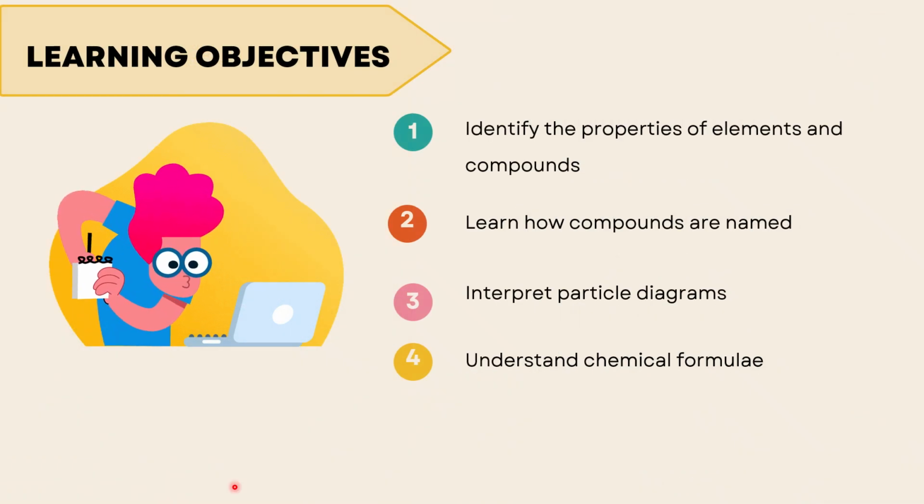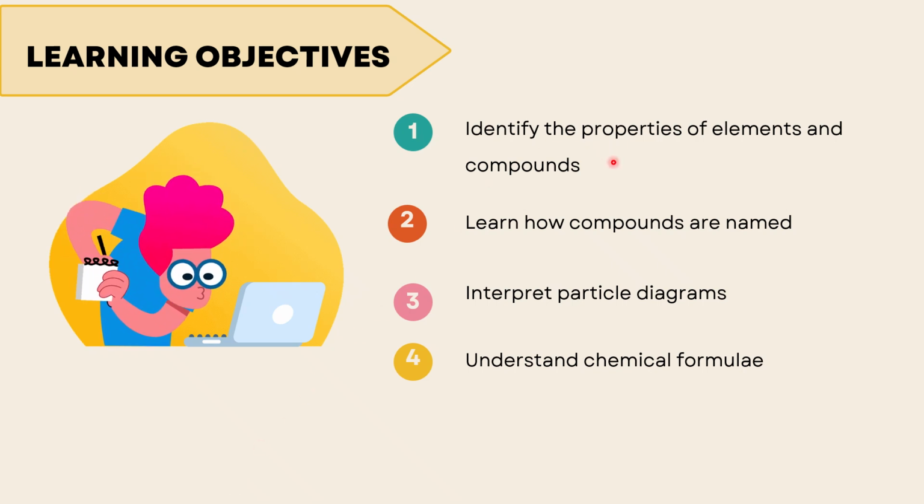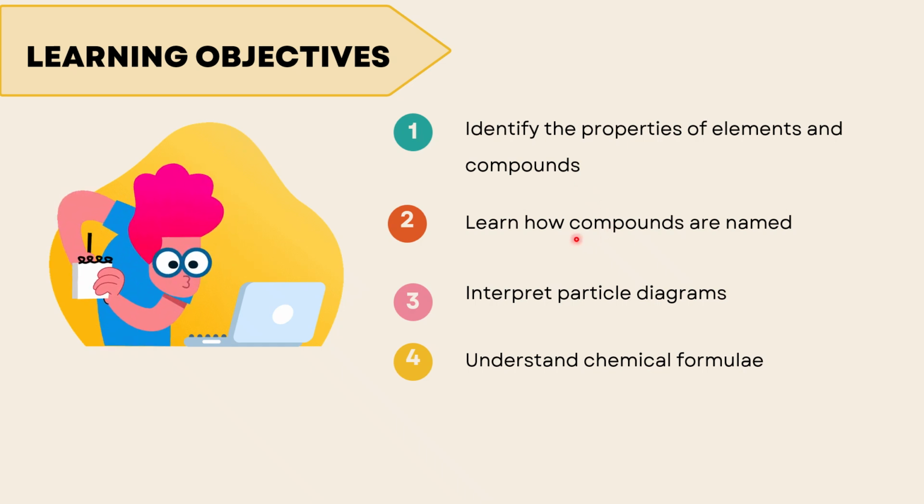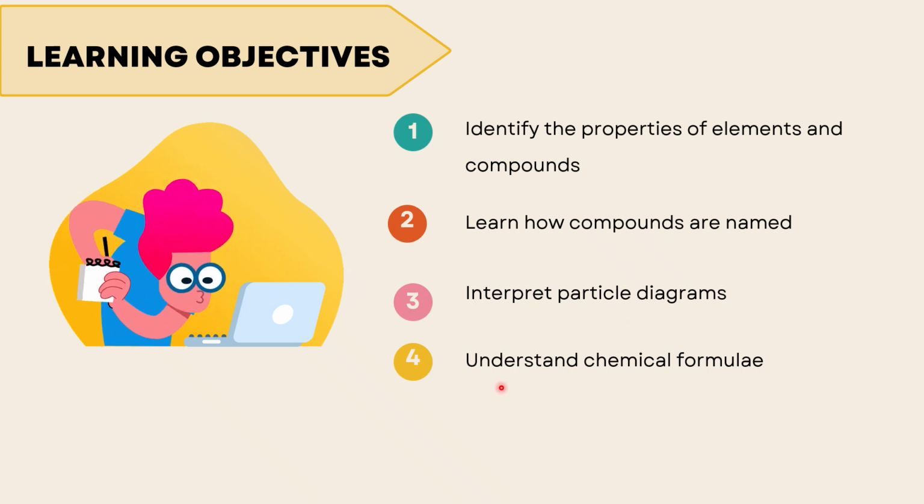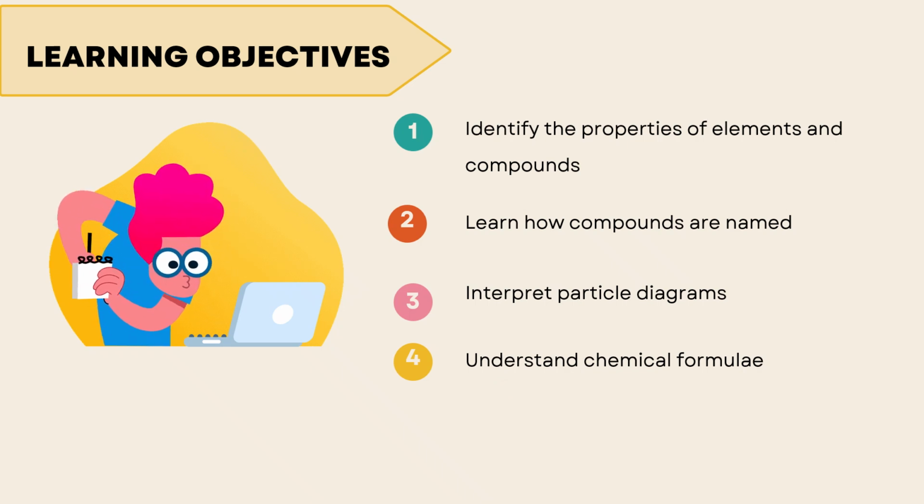Now, the learning objectives for this particular session are as follows. Firstly, we will be understanding different properties of elements and compounds. Next, we will be understanding how compounds are named. Lastly, we will be understanding the particle diagrams. And finally, we will be ending our session with the understanding of chemical formula.